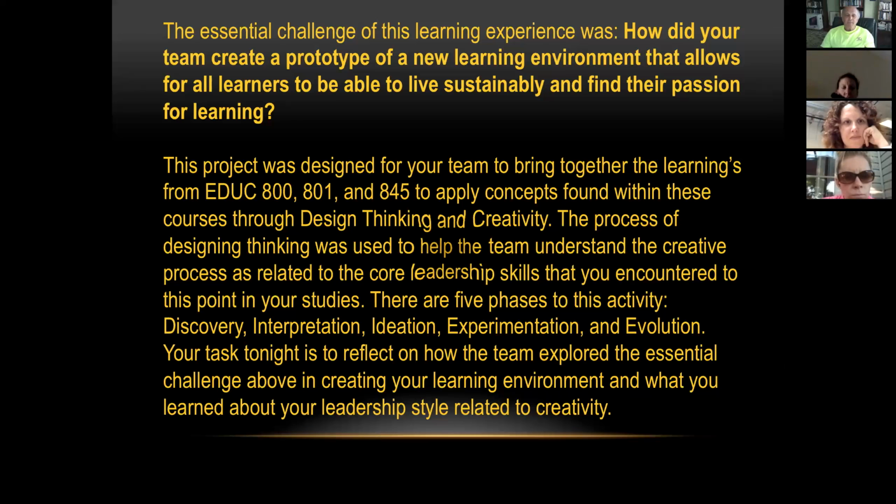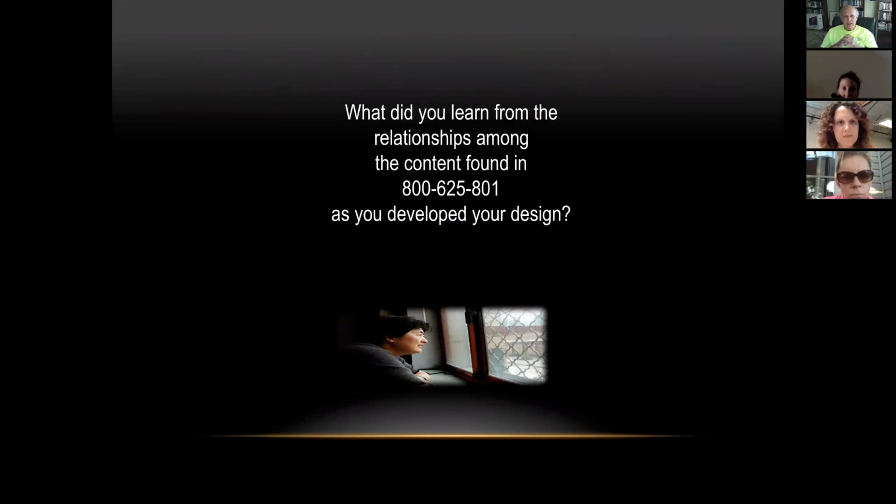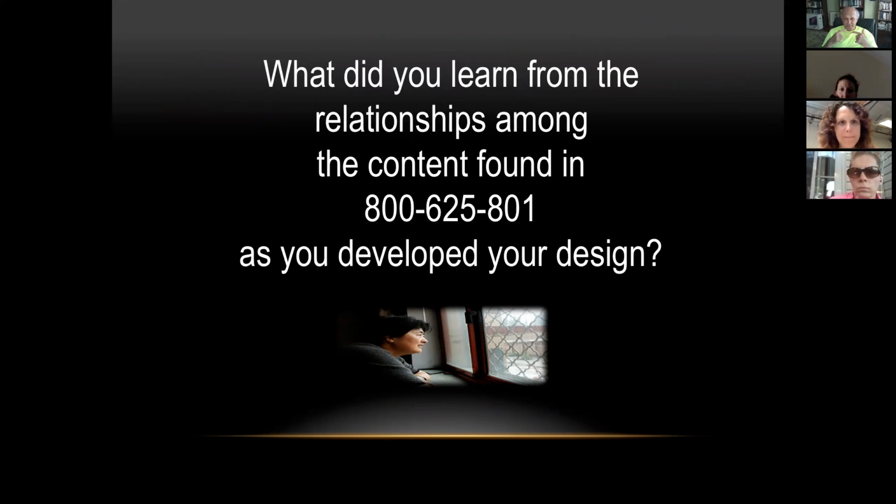So here's the first question I'm going to pose to you: what did you learn from the relationships among the content that was found in 800, that should be 845, it used to be 625, and 801 as you developed your design? How did systems thinking, Theory U, and what you were learning about design thinking really begin to interact in relationship to the product and prototype that you were creating?